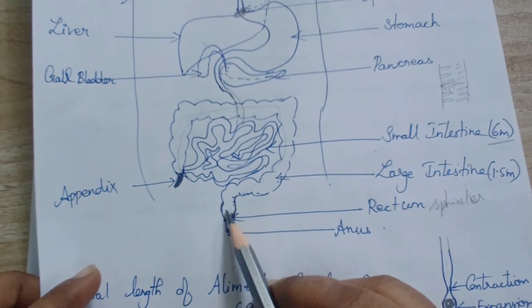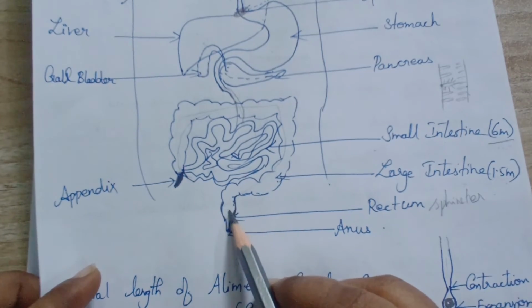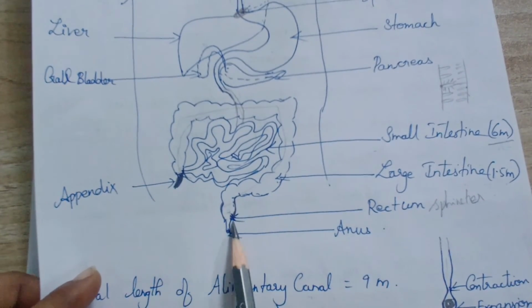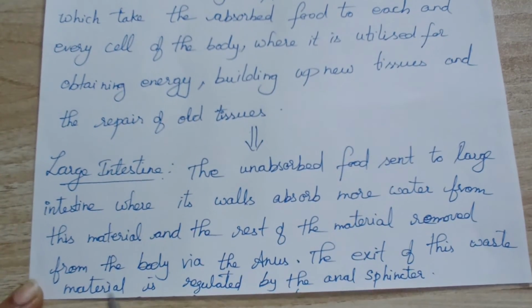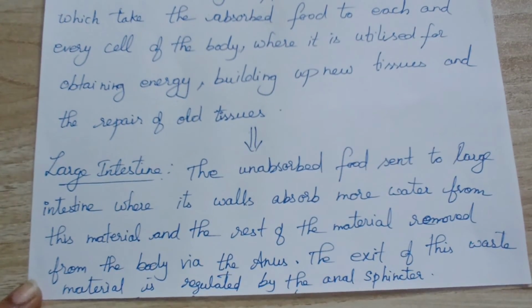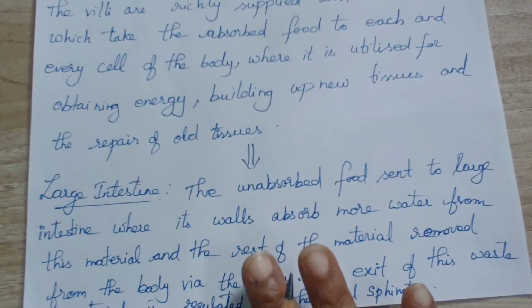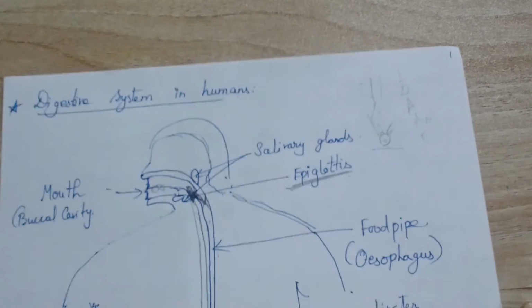Okay, so this temporary storage of the feces is your rectum. Here you will have the sphincter arrangement which controls the movement of the feces. The exit of the waste material is regulated by the anal sphincter. Clear on this? So this is the digestive system in human beings. This is how nutrition takes place in humans.